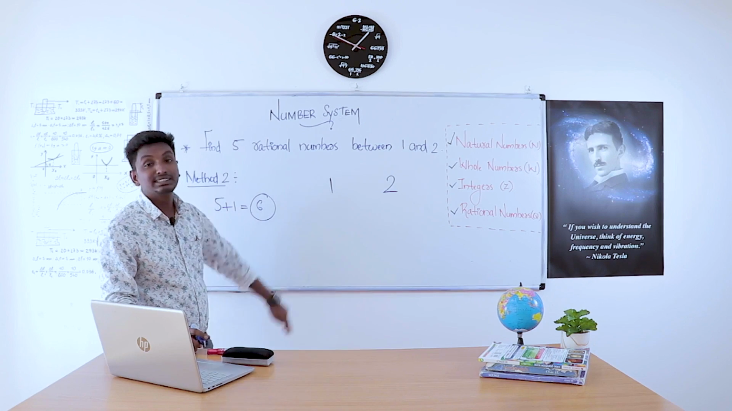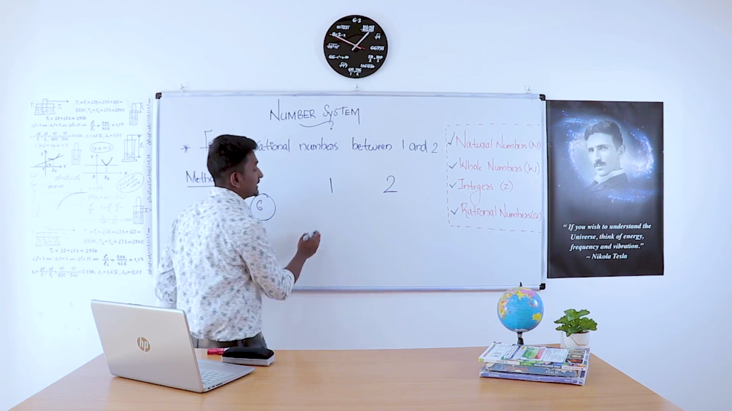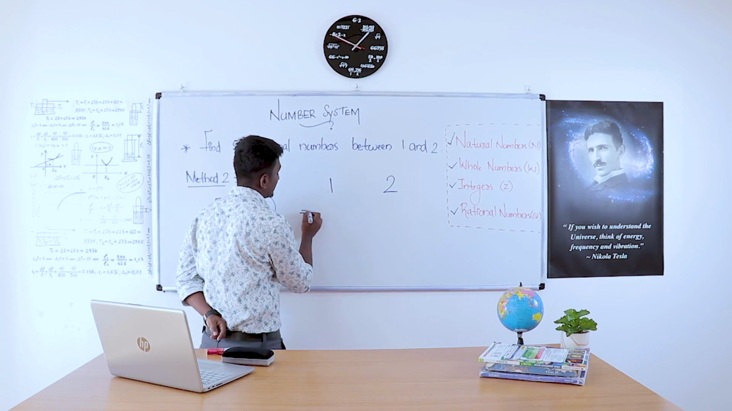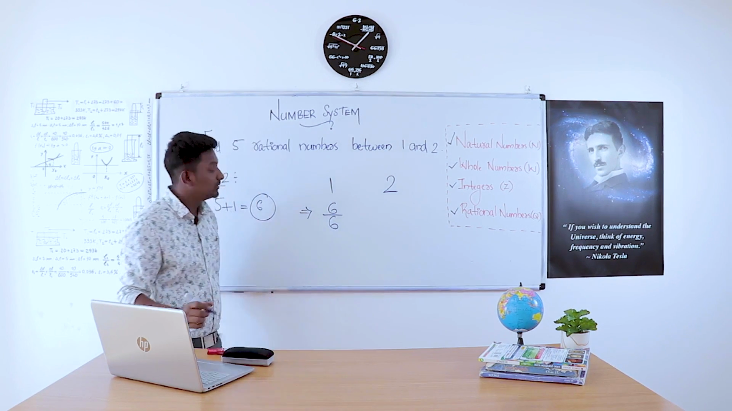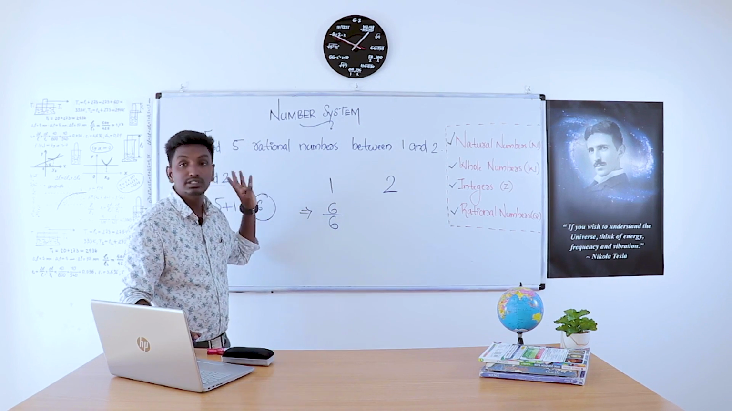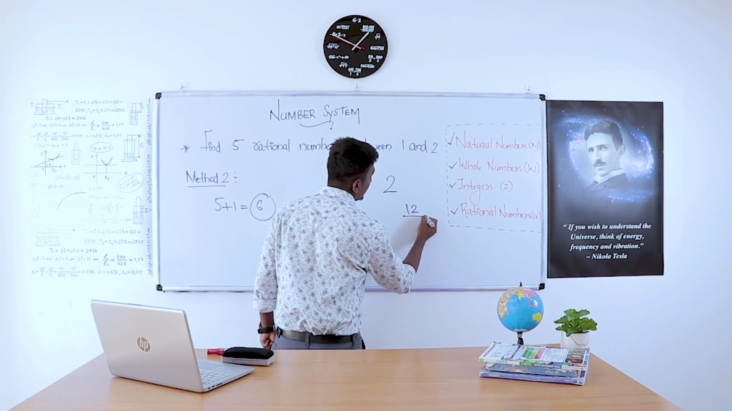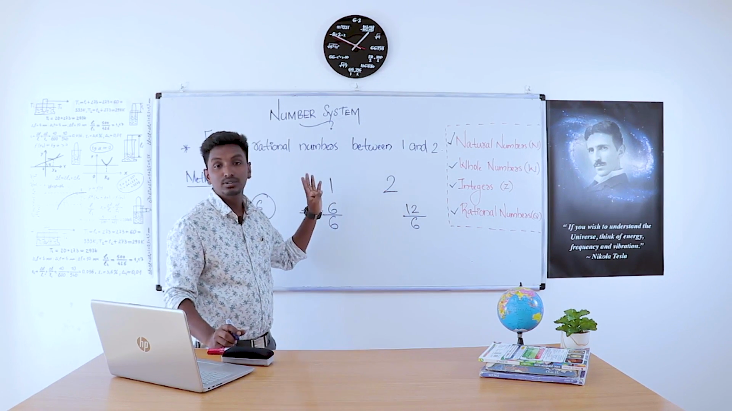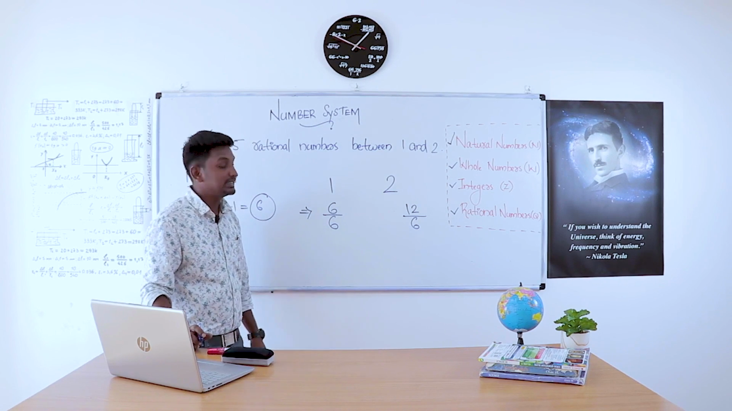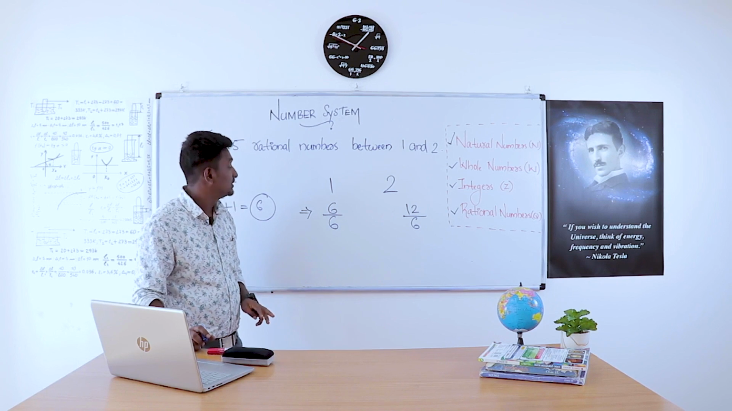Put this 6 as the denominator of both given numbers. For 1, how does it become 6 as denominator? 1 can be written as 6 by 6. Now we get the denominator as 6 and the value is 1. And 2 can be written as 12 by 6. The denominator is 6 and 12 by 6 is 2. The value remains the same, it doesn't change. 6 by 6 is 1 and 12 by 6 is 2.